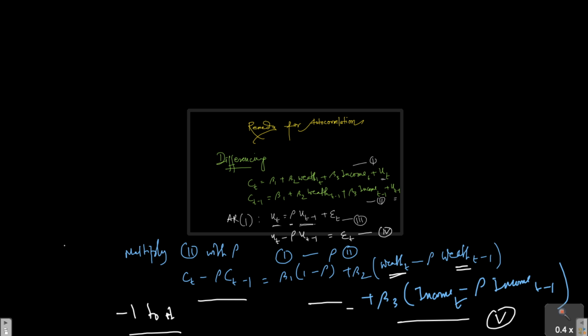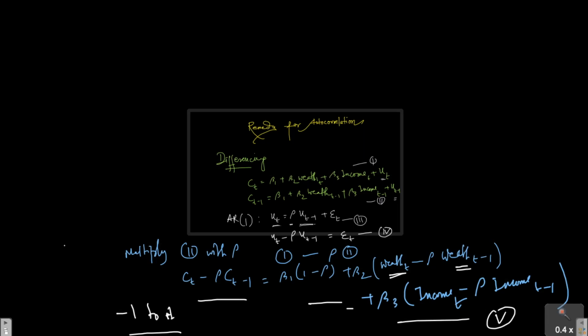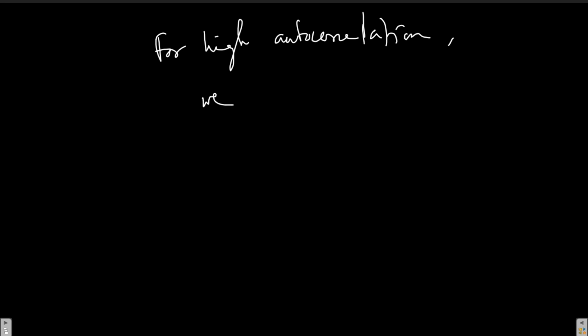Now what I mentioned is that the value of rho in the previous data set that you're seeing is basically 1. Now why do I take the value of rho equal to 1? There is a good reason why we take rho equal to 1, and that is because when we think that there is a high correlation present, autocorrelation is high, for high autocorrelation, we may take rho equal to 1.